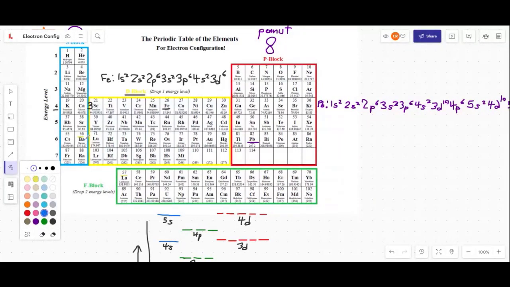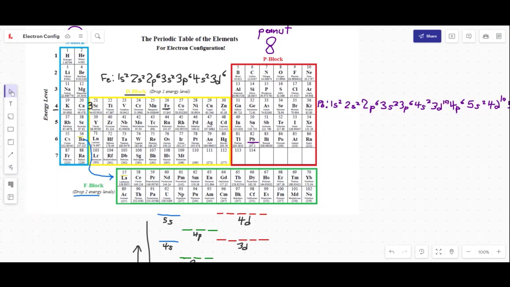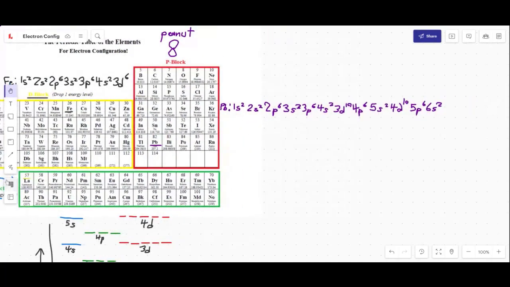So what that means is that when you do periodic configuration or electron configuration, you have to go from here to here. And notice what it says about the F block. Drop 2 energy levels. So what energy level would this be? 4. And how many electrons would fill up in the 4f? 14. So after 6s2, it's 4f14.